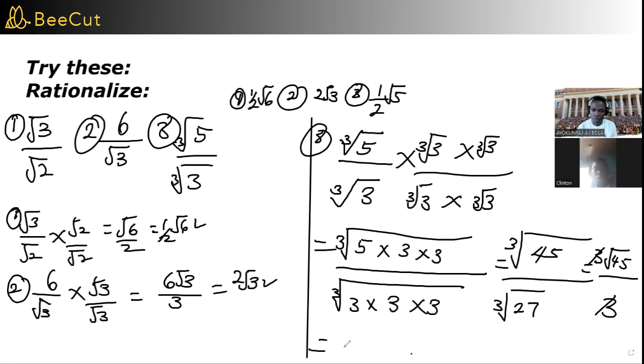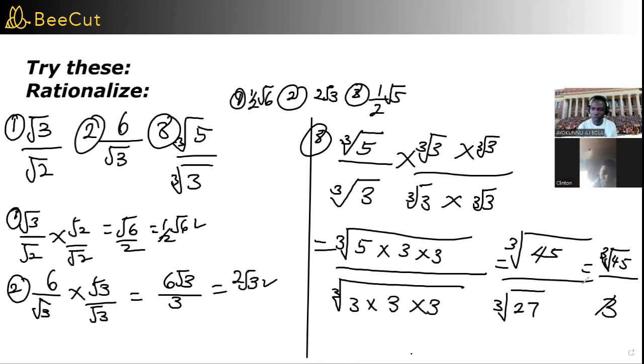Then I have cube root of 45, right? Oh, sorry. This is cube root now, not square root. So the answer is cube root. This one, let me delete. It's cube root, not square root. Let me undo that.